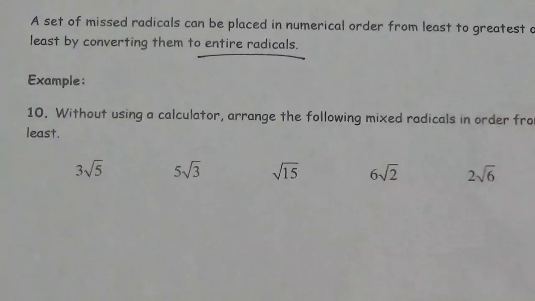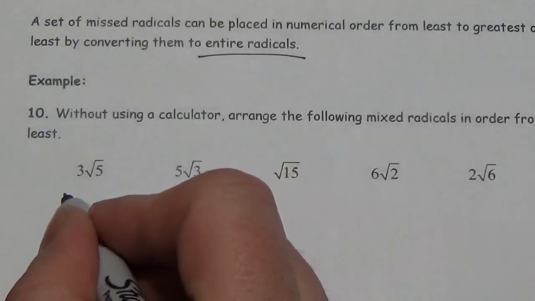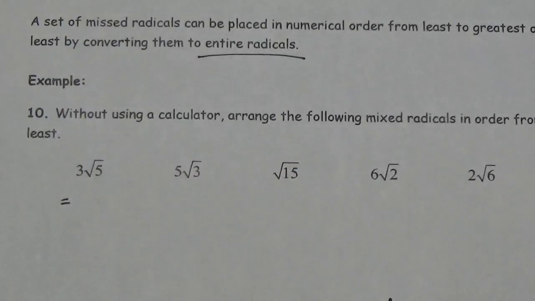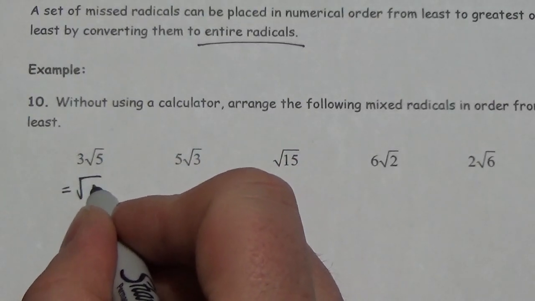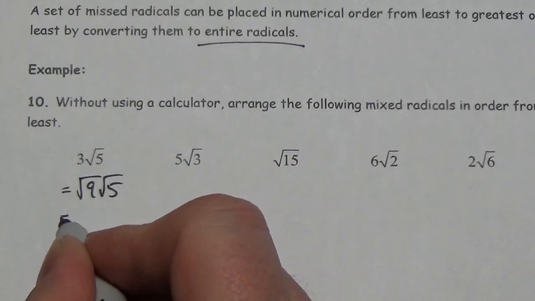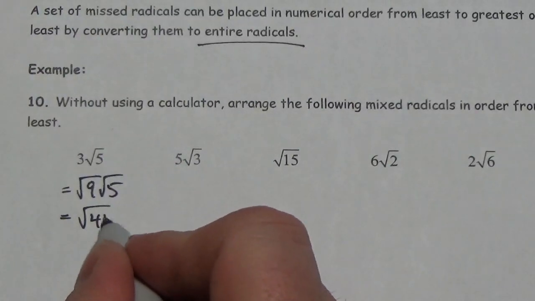So let's take a quick look at this example right here. Without using a calculator, we're going to order these. First thing we're going to do is convert them into an entire radical. So that's going to be the same as 3 squared, 9, and then root 5, so it's going to be the square root of 45.